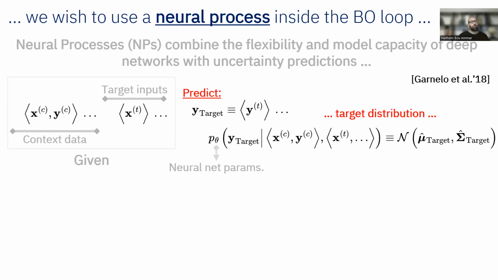Okay. So what is a neural process? Let's start with that. A neural process is a model that would like to take the advantage of both worlds.